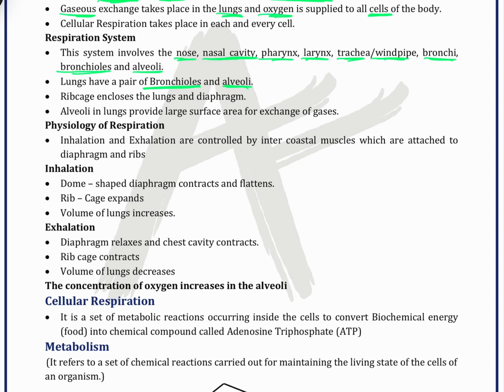Rib cage. We all know it is a type of cage formed with bones. So the rib cage encloses the lungs and diaphragm. Diaphragm, we know, or some of you didn't know, I'll explain. It is a kind of thin sheet which separates our heart and lungs from other parts like the liver and stomach. It is known as the diaphragm. Alveoli in lungs provide a large surface area for exchange of gases. Like villi are present in the small intestine, alveoli are present in lungs to provide a large surface area for exchange of gases.